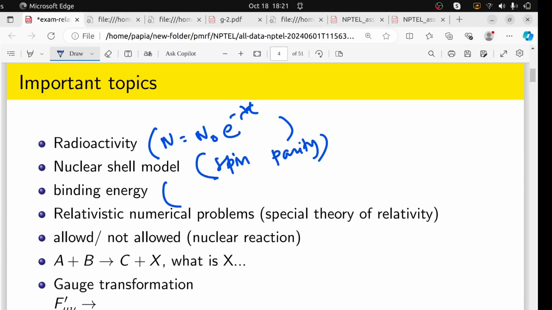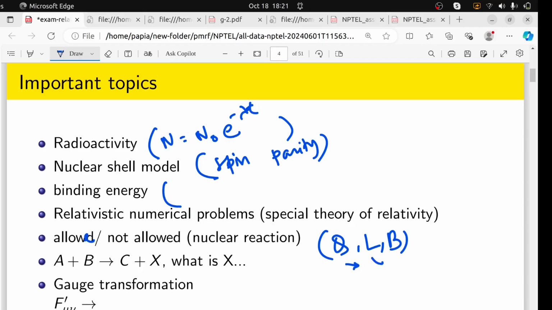Now in the fifth one, I put allowed and not allowed nuclear reactions. I think you are already familiar with these. There will be some nuclear reaction, and they will ask whether the reaction is possible or not. For this case, what do you need to check? At the very first, you need to check Q, L, and B. The electric charge of the nuclear reaction, I mean the left hand side and right hand side, should be equal.